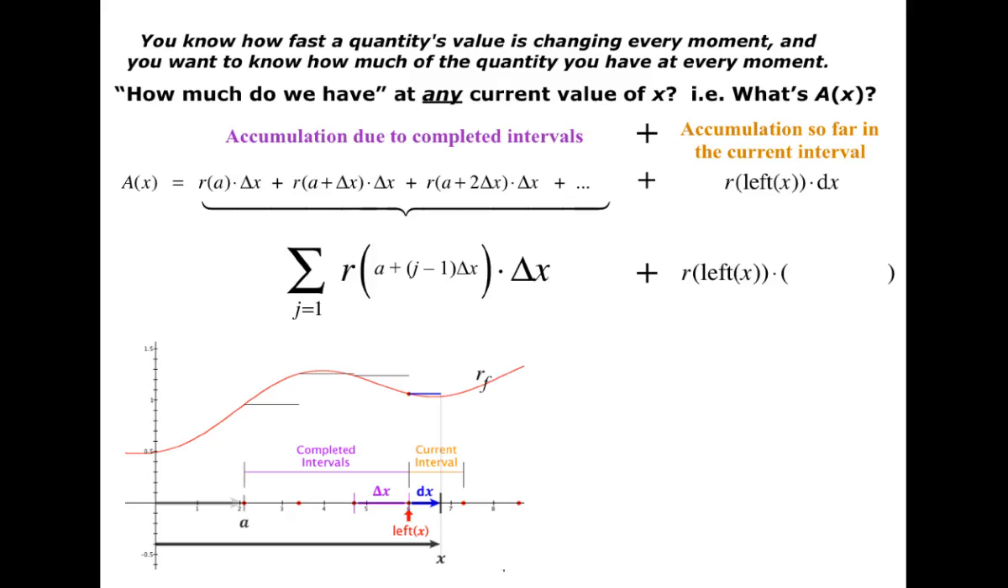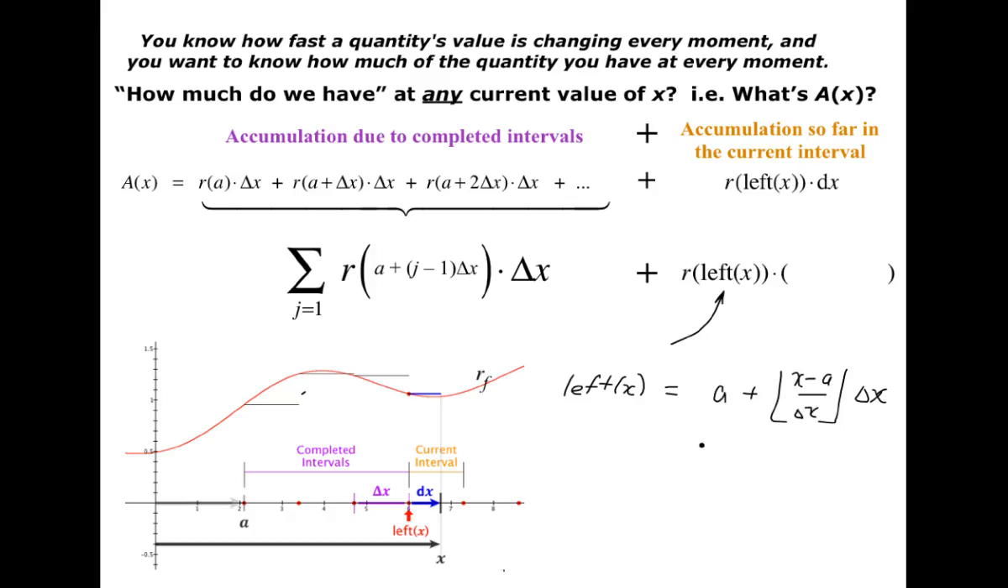So what is left x now? No, it's not floor. Remember, left x was: start with a, and you go across how many completed intervals? All of them, which is the total number of completed intervals. So that's the floor of (x minus a) over delta x. Sweep across all the completed intervals, multiply by delta x, plus a, and that gives you the left x value.